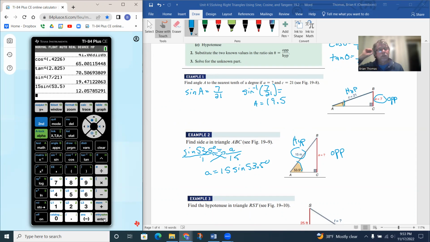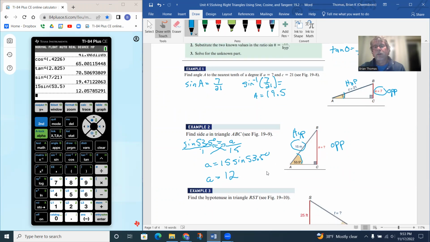And that'll give us then, and they don't say what to round to, but since the 15 is to the nearest whole number, I would probably say round a to the nearest whole number. So we'd say it's about 12. Now, remember, it cannot be bigger than 15 because 15 is the longest side. And notice that a is close to the same length as the hypotenuse. So it does seem like we got the right answer there.